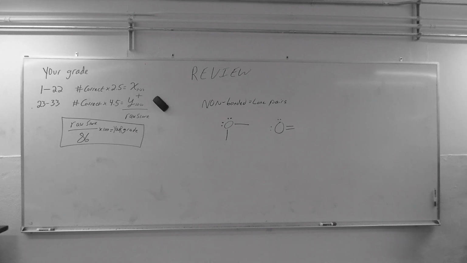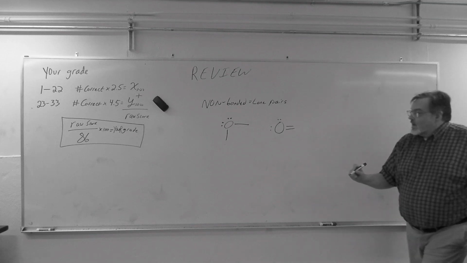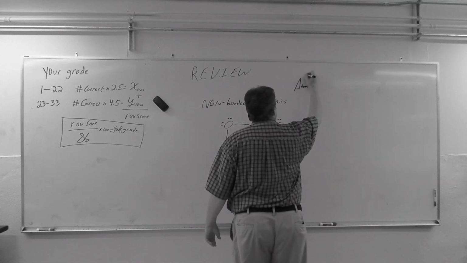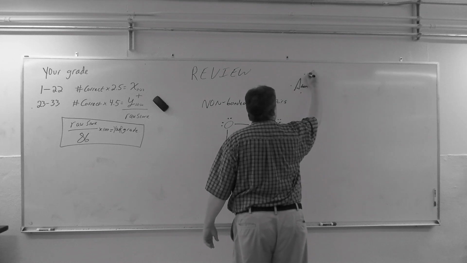I don't know. I think y'all can do these. How many covalent bonds does an atom with 5 valence electrons generally form? You have some atom, and it's got 5 valence electrons: 1, 2, 3, 4, 5.